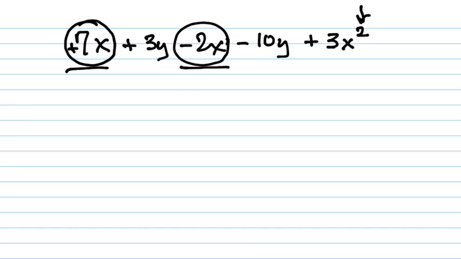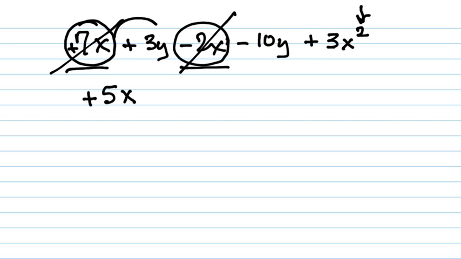So that means I can combine these two. That's a positive 7 and a negative 2. So are the signs the same or different? Different. So I'm going to keep the sign of which one? The 7, which is the bigger one. So it's going to be a positive. And 7 minus 2 makes 5, and they stay x's. Good. I'm done with my x's.